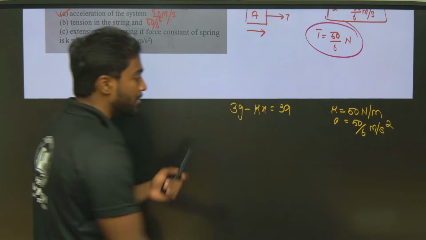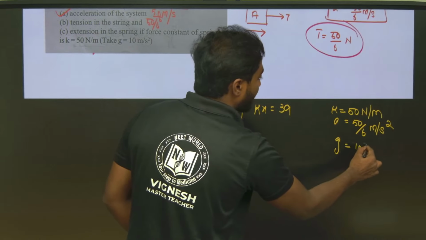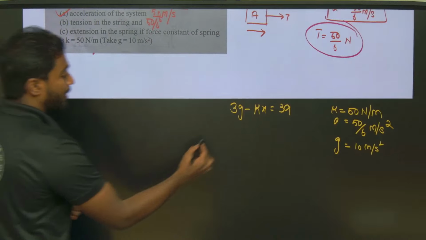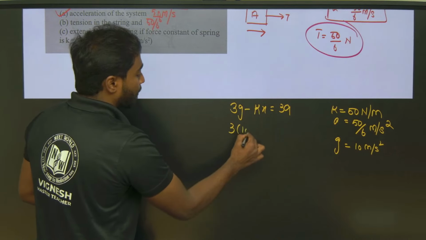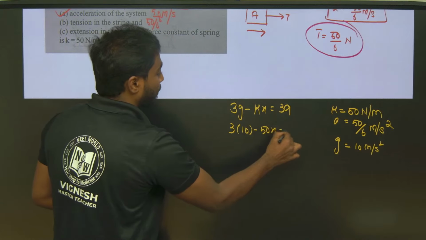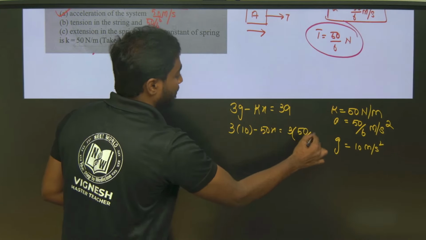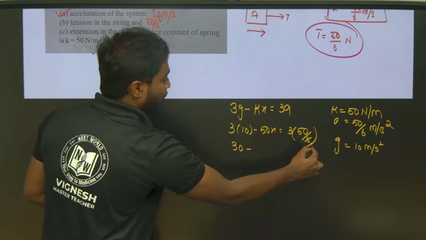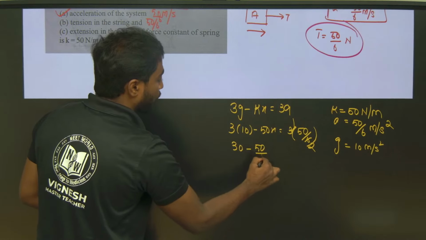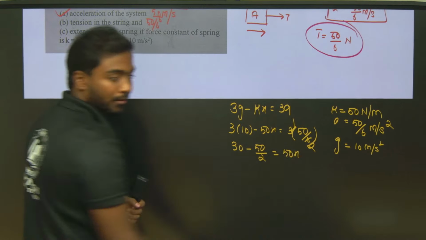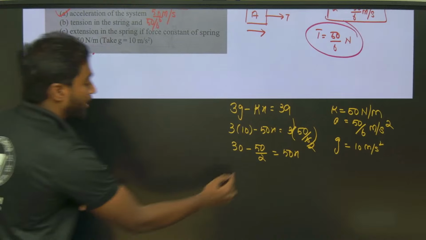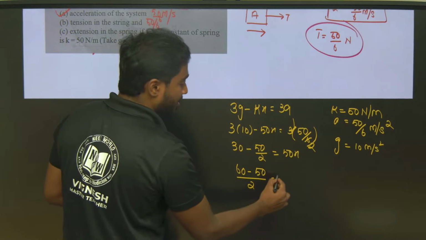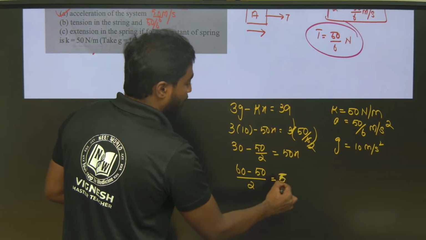And what is the value of g? g we know, g is equal to 10 meter per second square. They have given to use that one, right? So now I'll take this equation: 3 into 10 minus 50x equals 3 into 50 by 6. So 30 minus 50 by 2 is equal to 50x, right? So 60 minus 50 by 2 is equal to 50x.